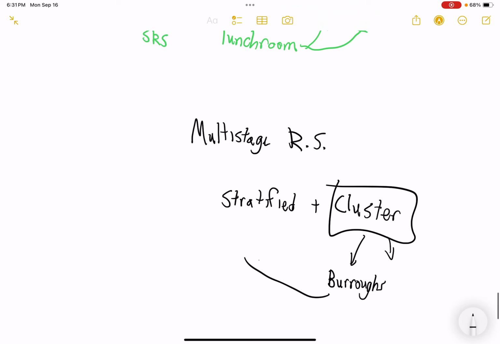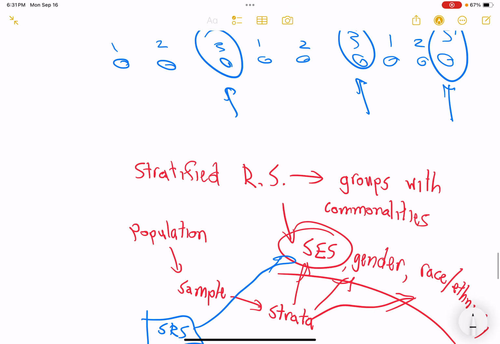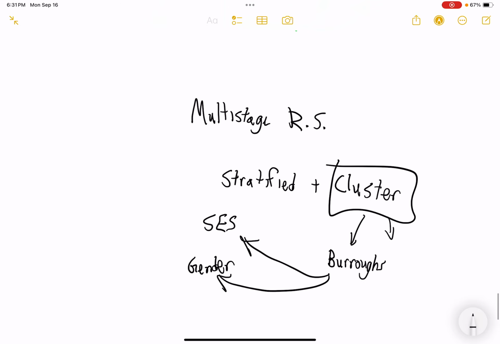And then those boroughs I might separate based on socioeconomic status or gender or something like that, right? And you could do it the other way around. And then you can also involve systematic random sampling, right? You could do stratified and then systematic, or you could do systematic and clustered, right? And the idea here is just recognizing that you could involve two of these methodologies, and that will just get more specific results. I then have a bunch of questions that you can practice with, going through till slide 35.